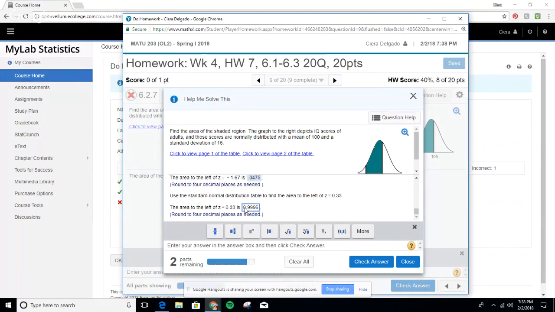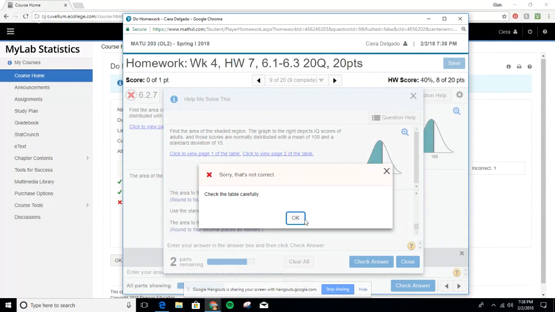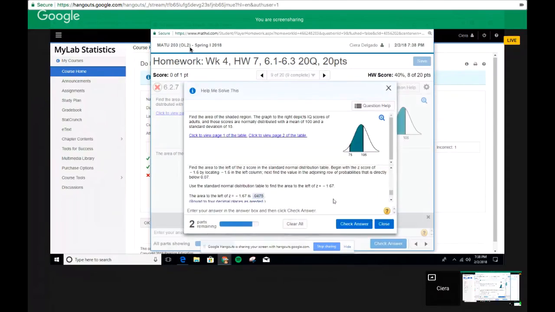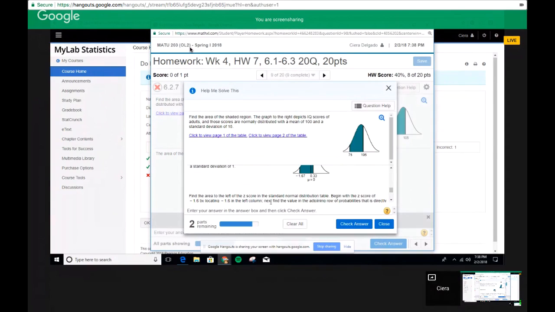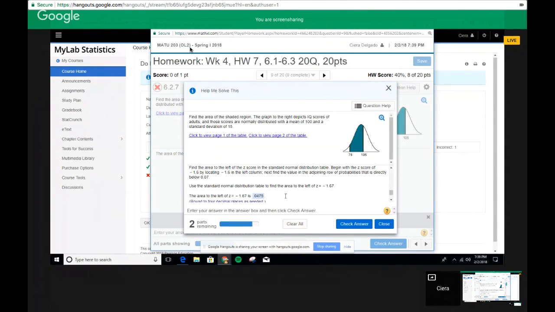I guess I don't need that. Okay, let's look here. Begin with a z-score of 0.07. Okay, find the value. Let's scroll down. Next case, standard deviation. Perfect. Let's find the value in the adjoining probability that's directly under 0.07. Let's scroll down.